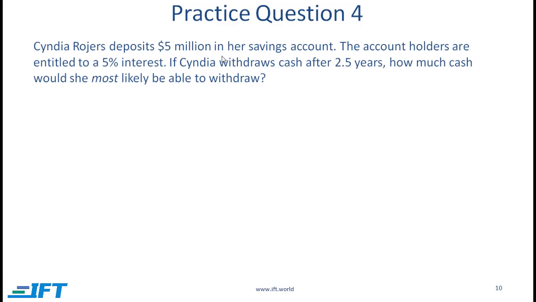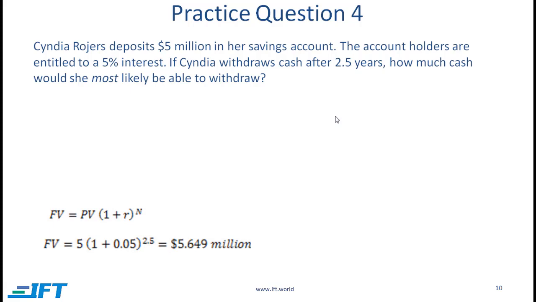Let's see if you can do this practice problem now. This is fairly straightforward, and here is what you should have done. So recognize the formula that we just saw. Future value is present value into 1 plus r to the power of n. So n here is 2.5. You plug in the numbers, and that is what you should get.